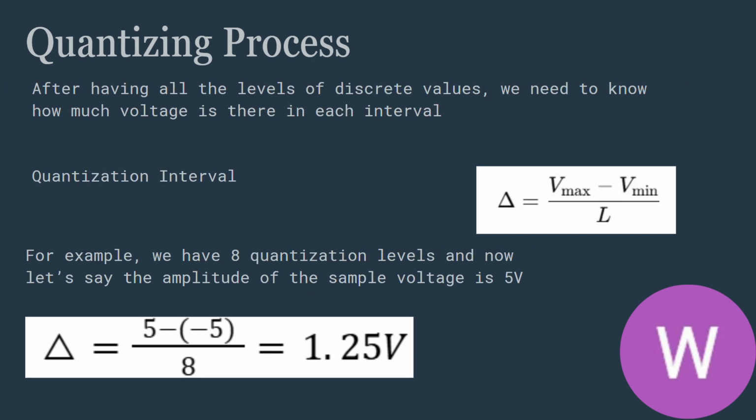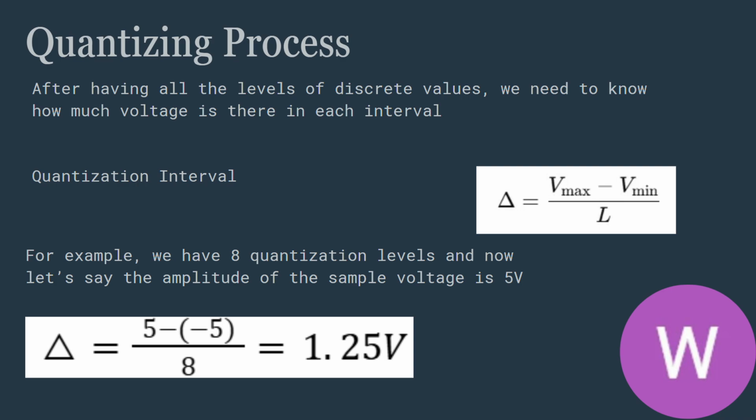So after we know the quantization level, we need to know how much voltage is inside each level within their range. This is called the quantization interval. It is given with the formula Vmax minus Vmin over L. Let's say, for example, like the previous question, we have 8 quantization levels. This means that we use 3 bits.